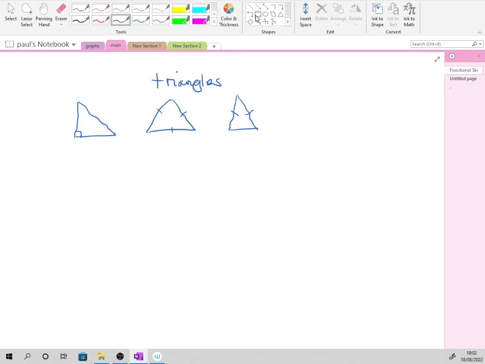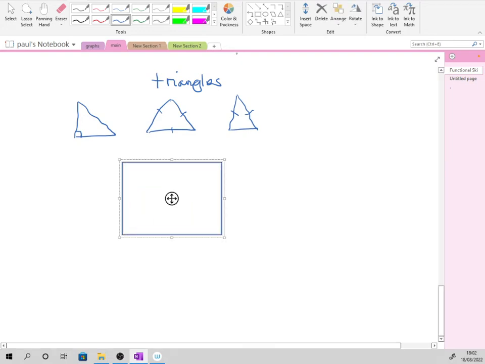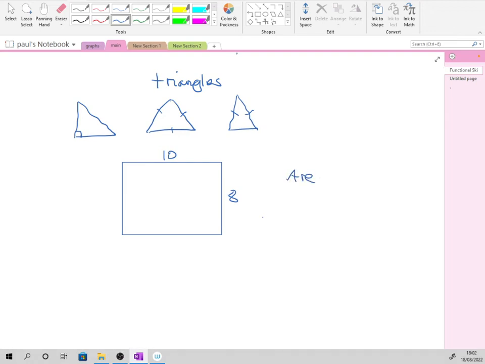Now, if I have a sort of rectangle shape, and this is 10 and this is 8, then the area of that would be 8 times 10 equals 80.